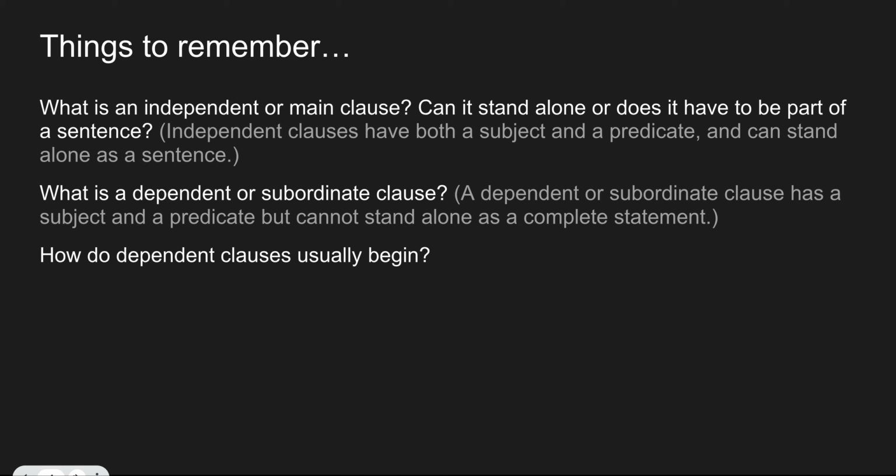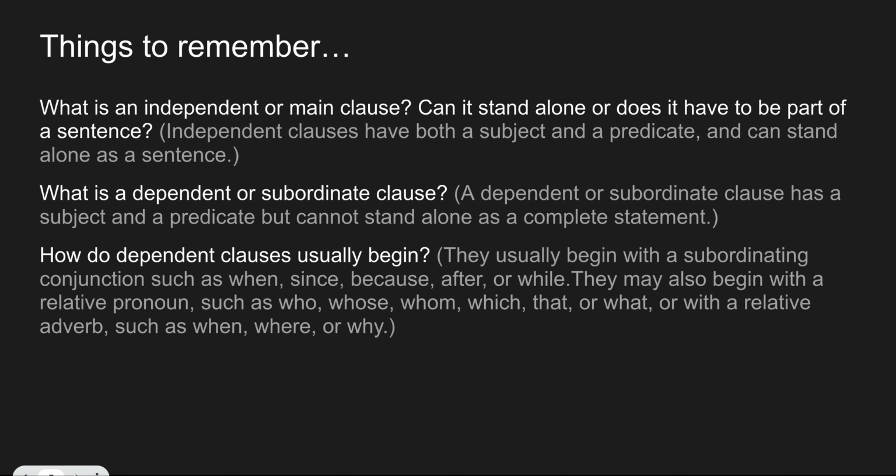And lastly, how do dependent clauses usually begin? The answer, they usually begin with a subordinating conjunction, such as when, since, because, after, or while. They may also begin with a relative pronoun, such as who, whose, whom, which, that, or what, or with a relative adverb, such as when, where, or why. Look for those types of words to begin your dependent clauses.